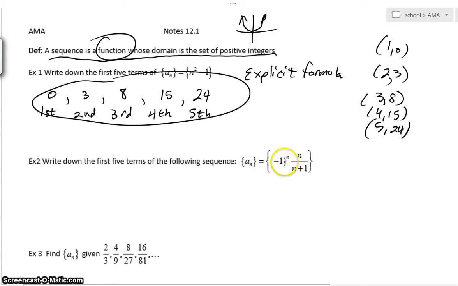Look, your functions might involve negatives. Negative 1 to the n, you could say, what's your first term? Well, plug in a 1. Negative 1 to the first is something negative. Now look at this. N is 1, and down below 1 plus 1 is 2. You'd have a negative 1 all over 2. How about a second term? Plug in a 2. Negative 1 squared is positive. And then you could say plug in a 2. 2 all over 2 plus 1 is 3. You'd say I have a positive 2/3.